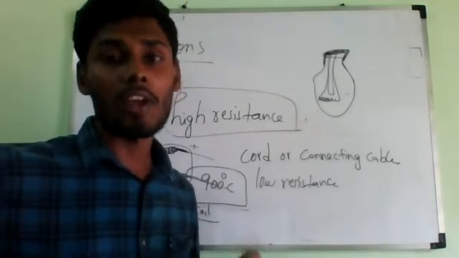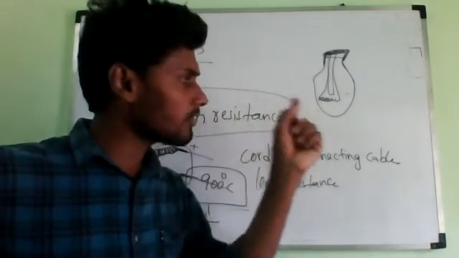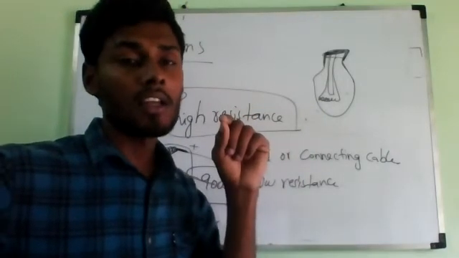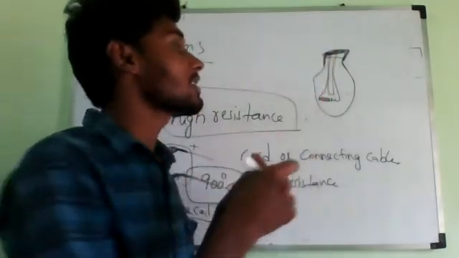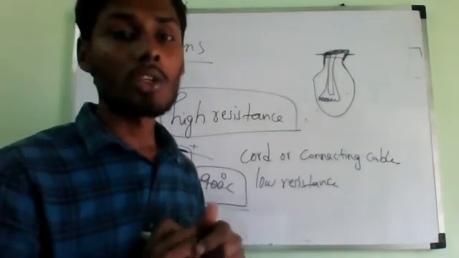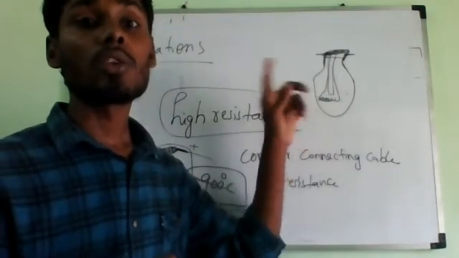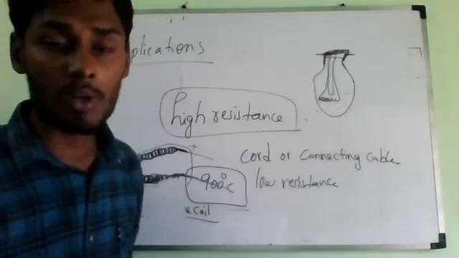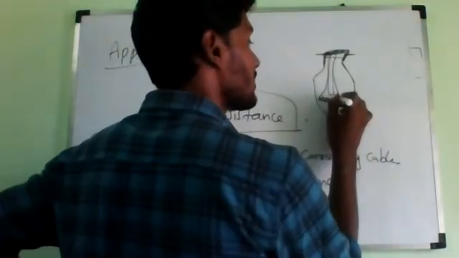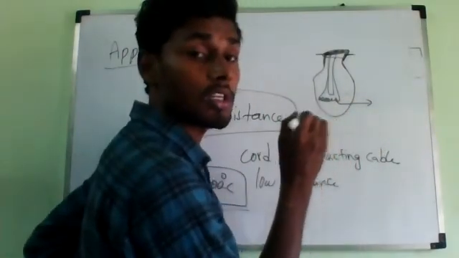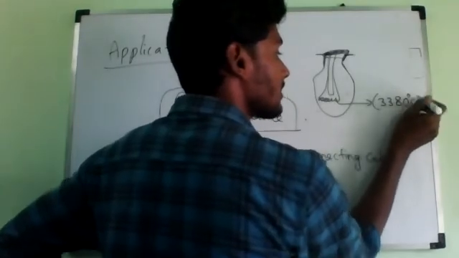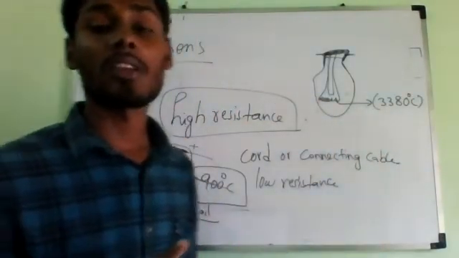Because of this fact, the fine tungsten, very thin it is, correct or not? This filament has very high resistance, whereas the connecting wires which bring the current to it have very low resistance. This tungsten metal, used for making the filament of an electric bulb, has a very high melting point, so it can resist even a very high temperature. The melting point of tungsten is 3380 degrees Celsius. Because of that, we are using it as a filament.